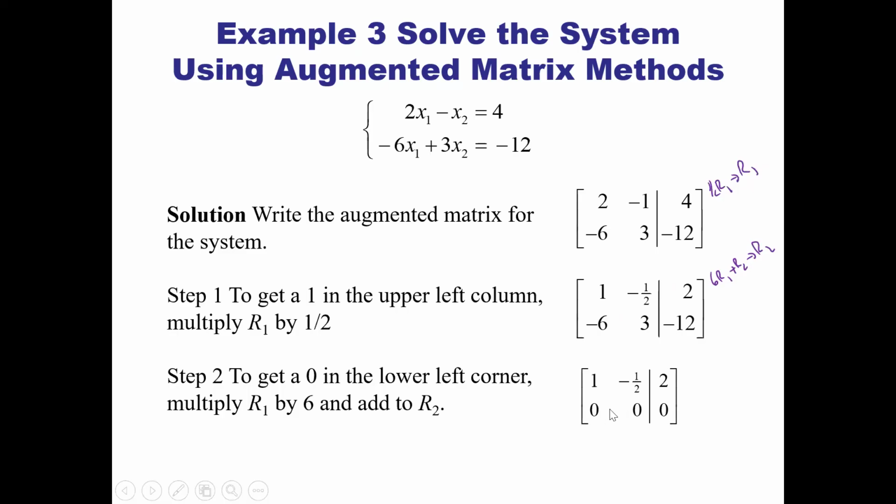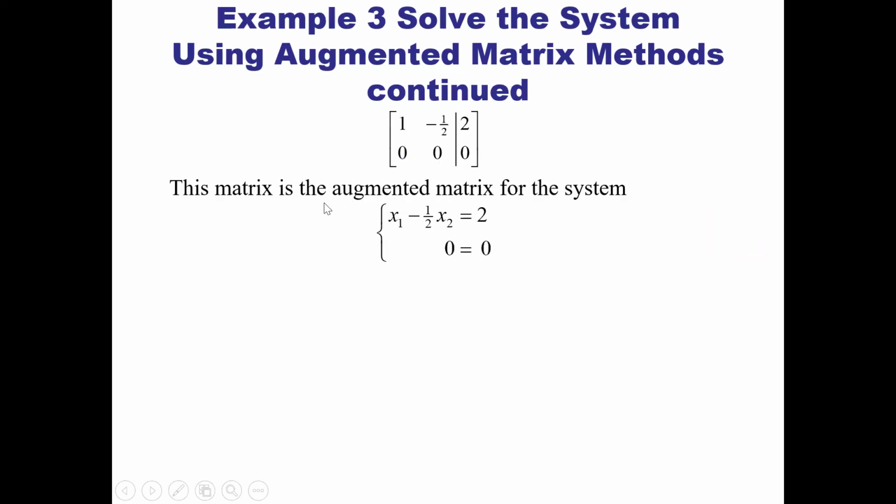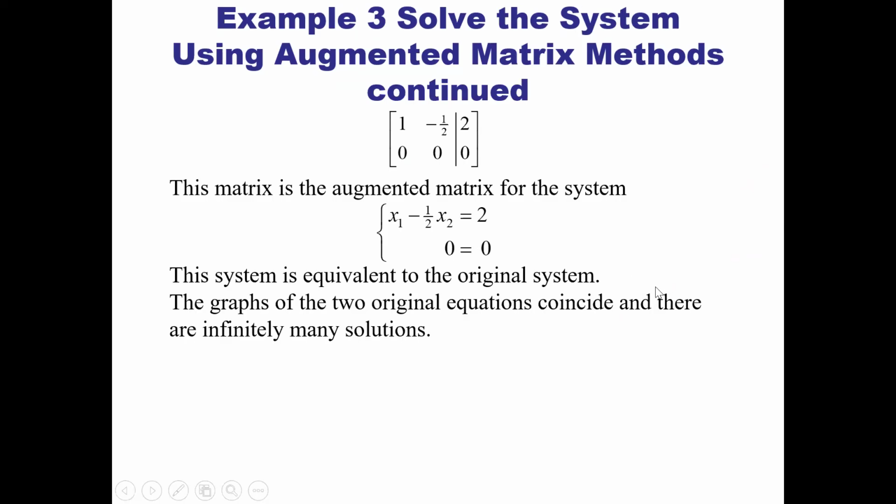All right, now what do we have here? There's something different here than we've seen before. This is our new augmented matrix. This plus this equals 2, and 0 equals 0. So that's still equivalent to the original system. Basically, the graphs of the two original equations coincide, so that means there are infinitely many solutions. So when you get 0, 0, that means infinitely many solutions is your answer.